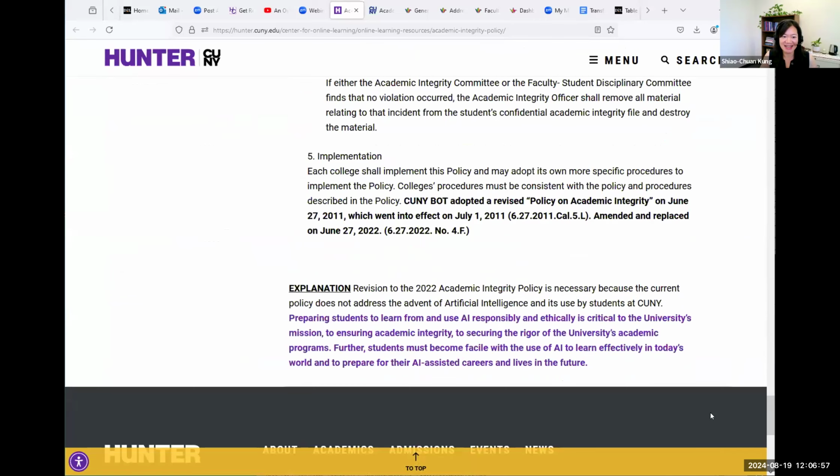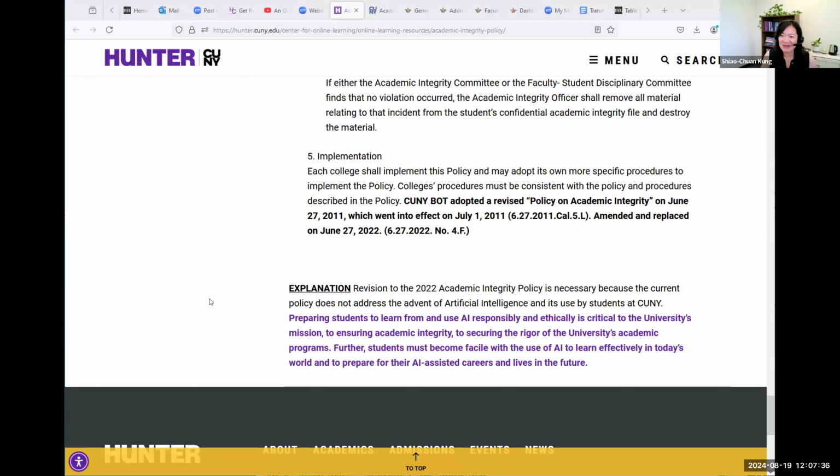Okay, so it says that the policy was revised because the current policy does not address the advent of AI and its use by students at CUNY. So preparing students to learn from and use AI responsibly and ethically is critical to the university's mission of ensuring academic integrity and securing the rigor of the university's academic programs. Further, students must become facile with the use of AI to learn effectively in today's world and to prepare for the AI-assisted careers and lives in the future.